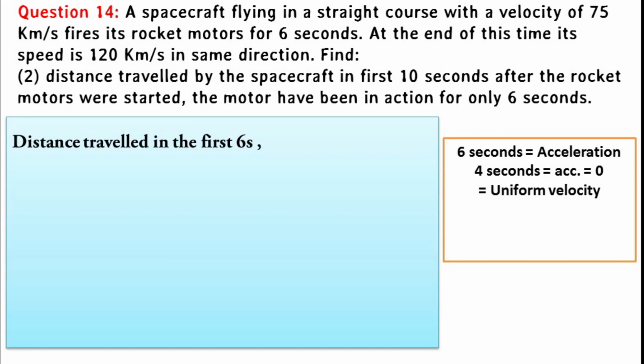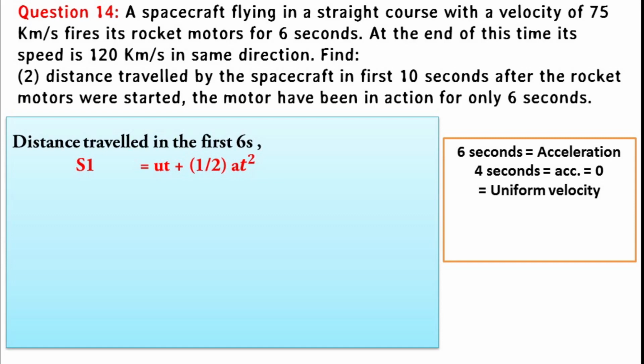First, let us find out distance travelled in first 6 seconds as it is accelerated motion. Let us take the second equation of motion, s is equal to ut plus half at square. Remember here t time is equal to 6 seconds.